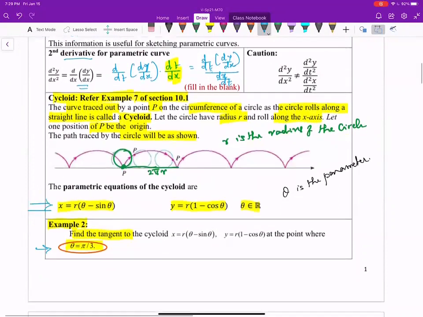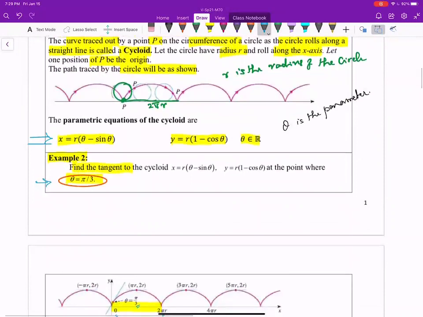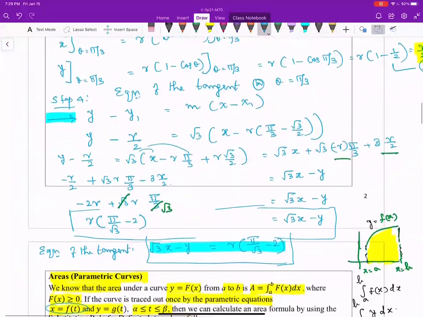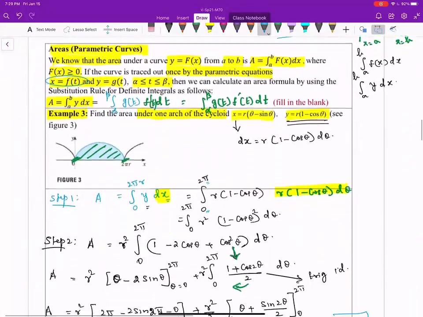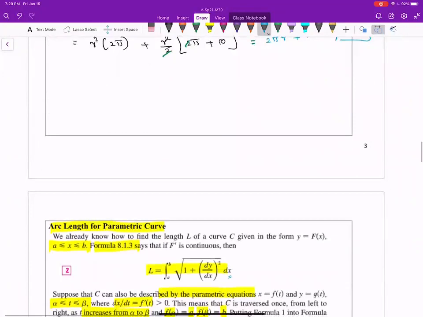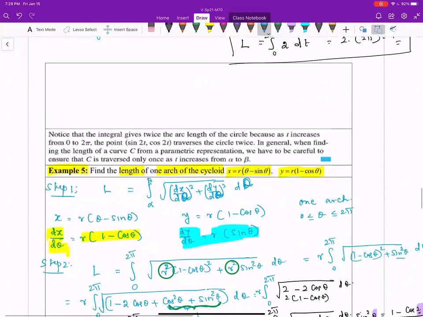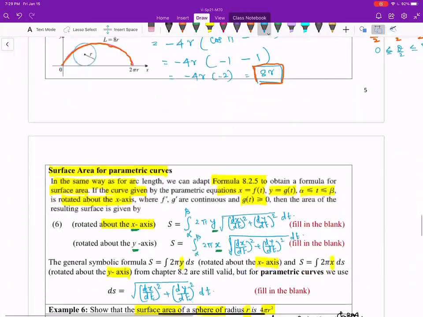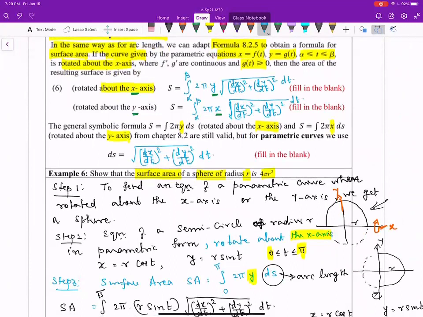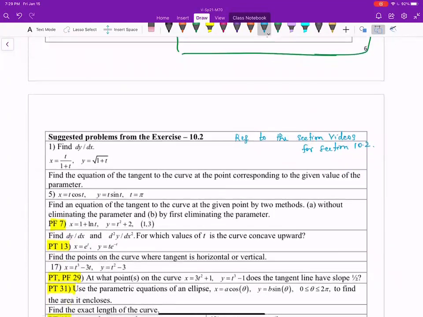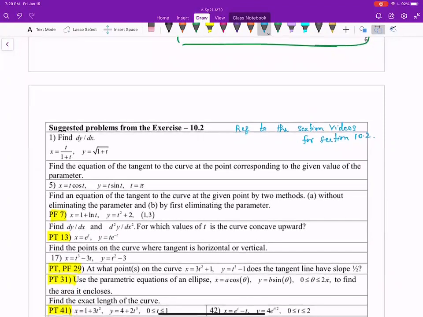And then how to find the length of an arc, the tangent line of the cycloid or any parametric curve, areas of parametric curves, and then we saw the arc length of a parametric curve, and also the surface area for parametric curves. So we have seen lots of information about parametric curves in this section. Take a look at the additional problems in the section videos from the suggested problems. Hope these videos help.